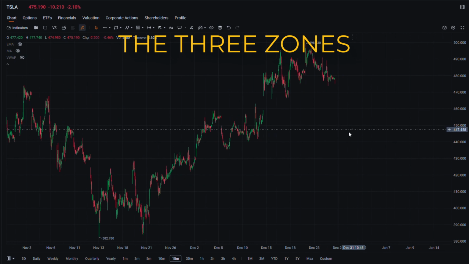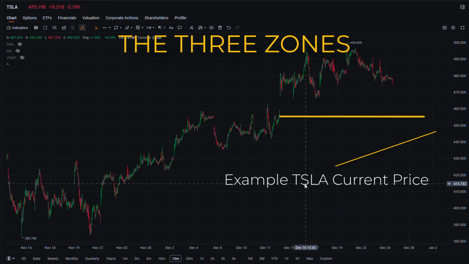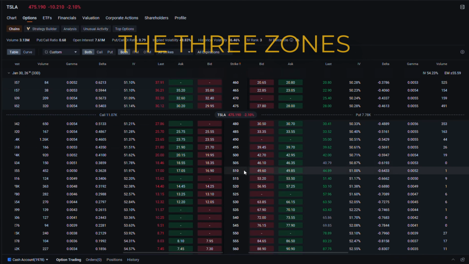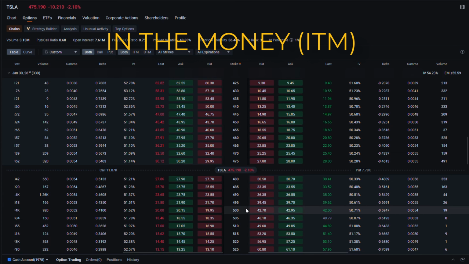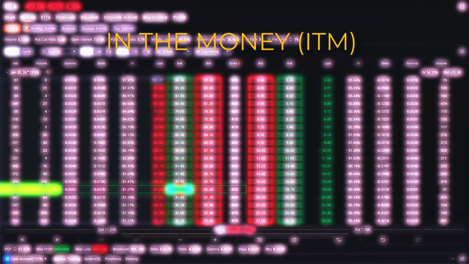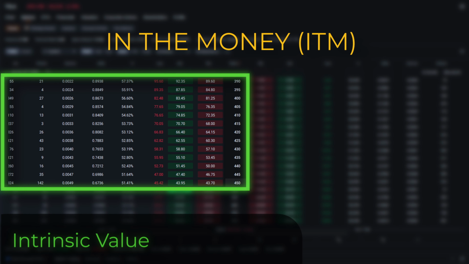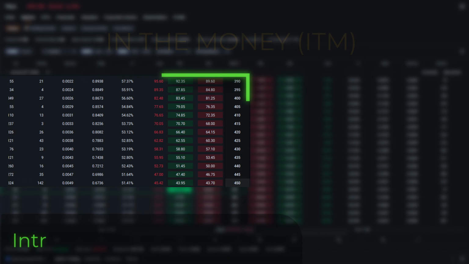There are 3 zones for strike prices. Let's use Tesla at 455 as an example. For calls, you've got ITM, in the money calls, which means the stock price is higher than the strike price. So when Tesla's at 455 and your call is at 450, this call already has built-in value, intrinsic value. It is $5 deep in the money.